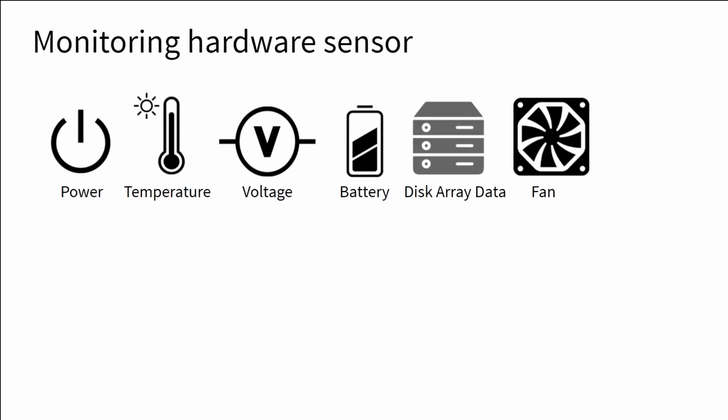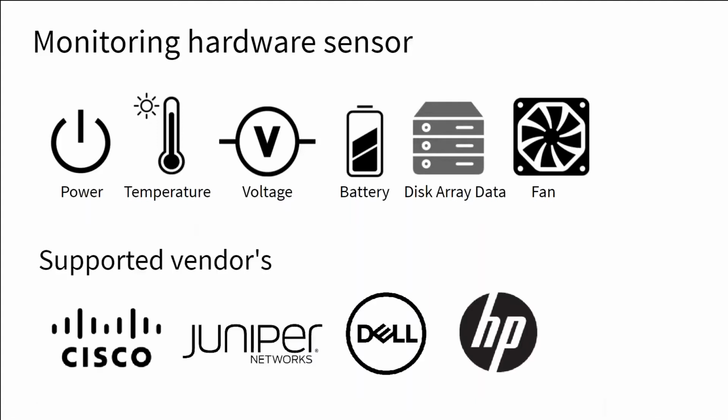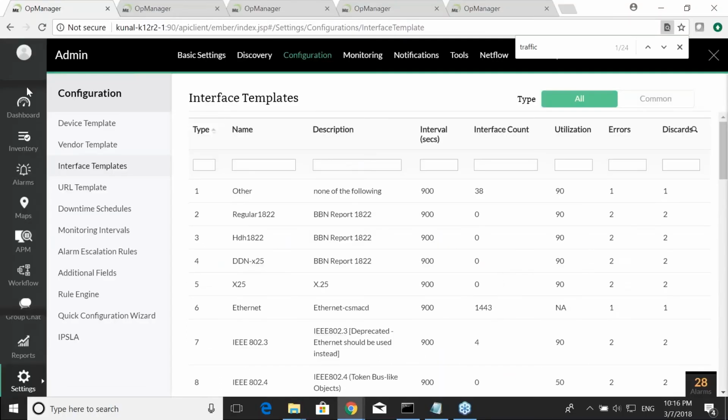So apart from monitoring the performance metrics on network devices, it does monitor the hardware sensors. Hardware sensors like power, temperature, voltage, battery, disk array data, and fan status, all this can be monitored. The supported vendors are Cisco, Juniper devices, Dell, and HP devices. Let me switch to the product and show you where you can monitor the hardware sensors.